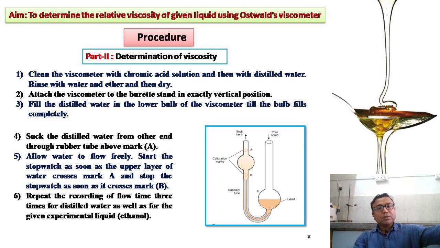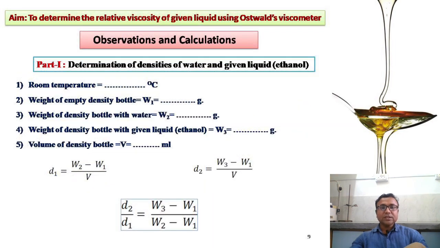Now this Ostwald viscometer is a comparative method, which means in order to determine the viscosity of an unknown liquid you have to consider one of the liquids as a reference, and in this case we are considering water as the reference liquid, so that the viscosity of the unknown liquid can be easily calculated by using the formula which was discussed in the previous section. Then this is the observation and calculation, how to write the observations recorded during the experiment. So the first part is the determination of density of water and the given liquid, that is ethanol.